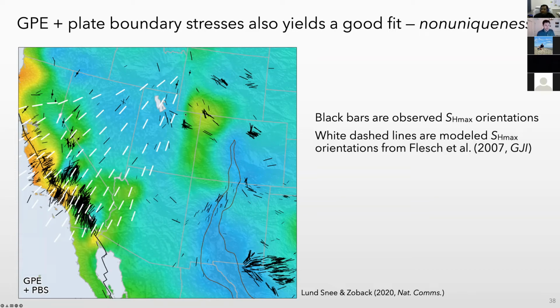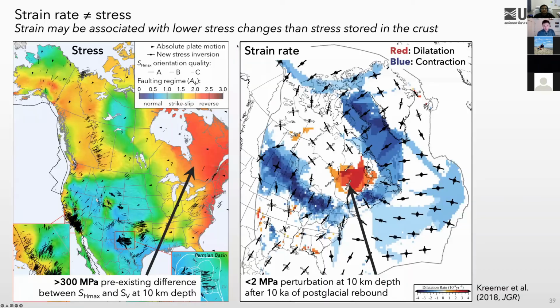Okay, so there's a lot to be sorted out in terms of the sources of stress, and we hope that the new data sets will enable a new generation of geodynamic models. So I'll end with one point that I think is very important relative to geodynamics, and that is that stress field is not the same thing as a strain rate field.